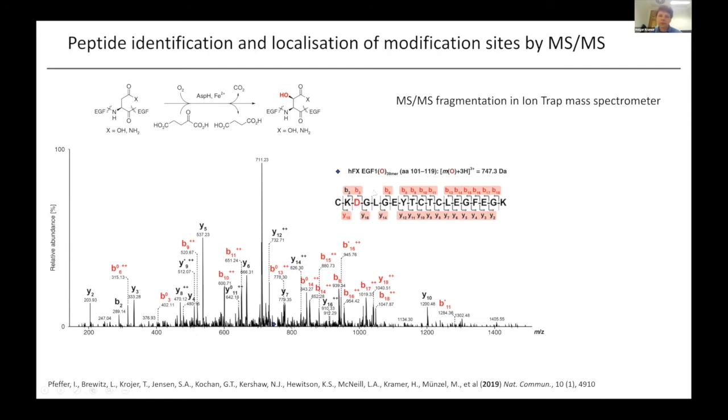So in all of the B ions here that contain the aspartate residue, so all of them except B2, we've seen this mass shift of plus 16 Daltons. Whereas when we look at the Y ion series, none of the Y ions except Y18, the one that has only lost the C-terminal cysteine residue here, none of these other than the Y18 ion actually cover the region containing this aspartate, after the conversion to the hydroxyaspartate residue.